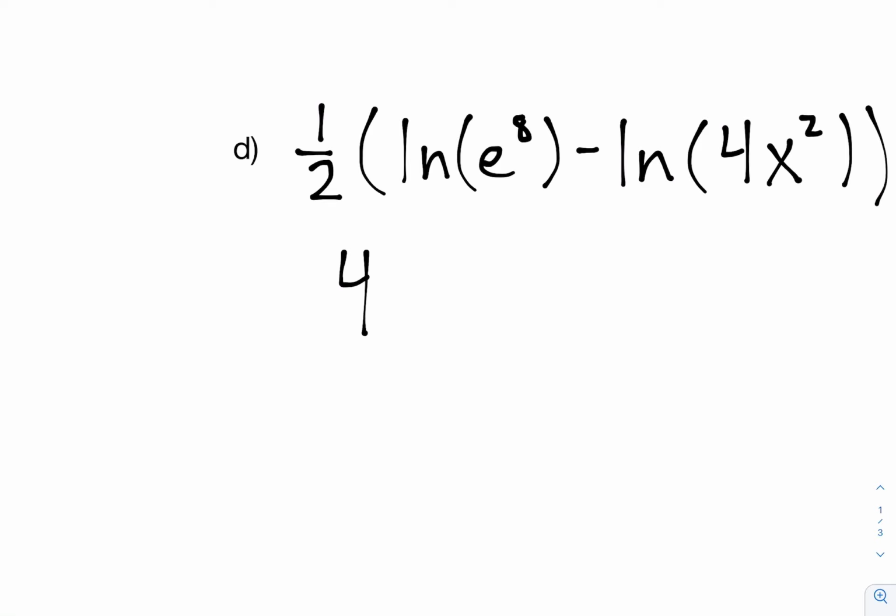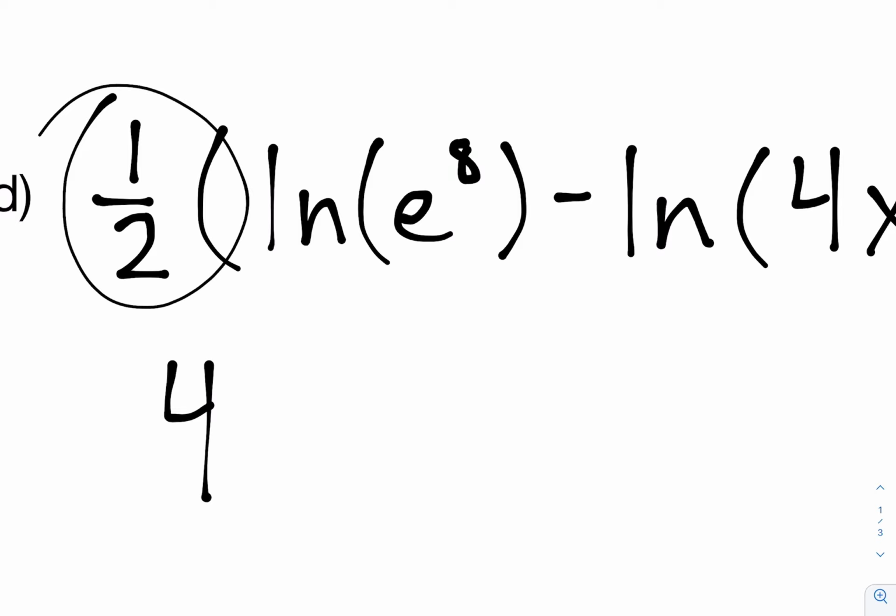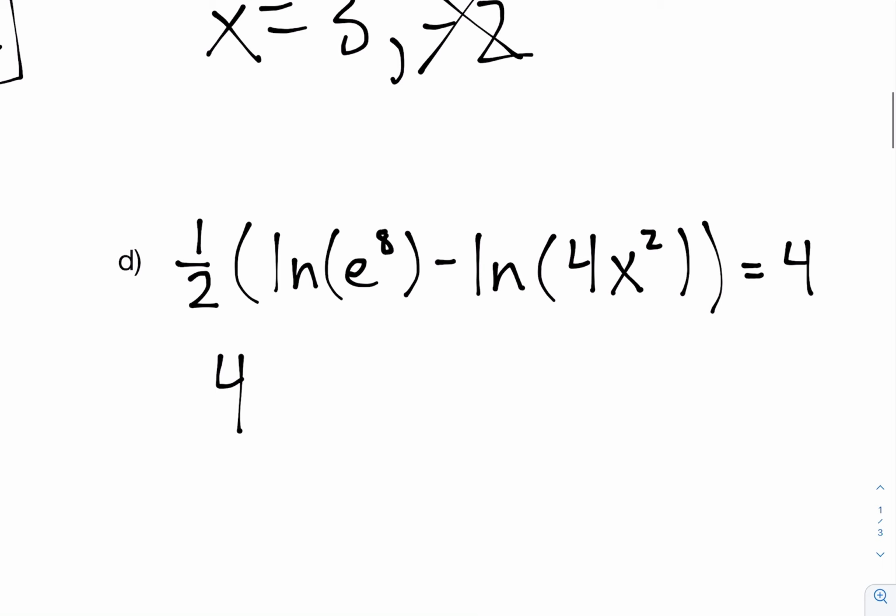This equals 4. And another way we could do it is we could just say, well, e to the 8, the natural log of that will just give us 8, and taking a half of that is just a half of 8, which is 4. That's another way you could do it.